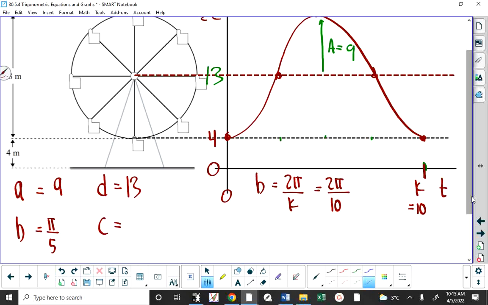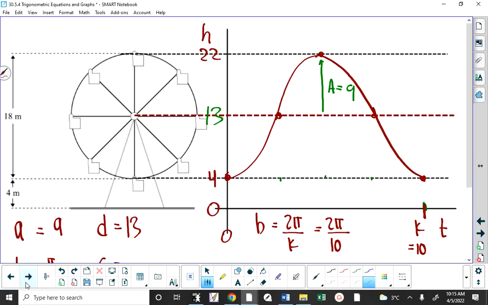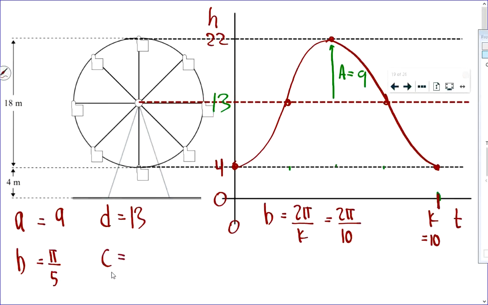Do I need to worry about C here? What's the condition? Did it say this had to be a sine function or a cosine function? Did it tell us? Or did it just say find a trigonometric function? Determine the equation relating the height. Well, anybody want to take a stab as to why I'm going to choose cosine instead of sine here?